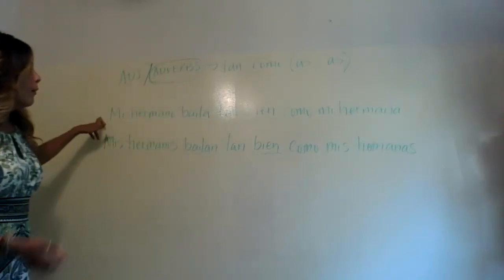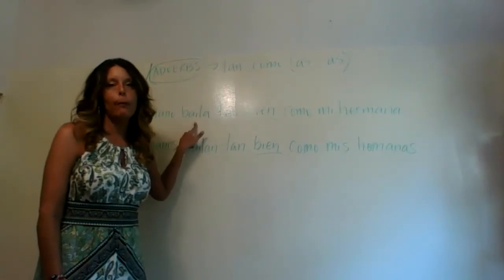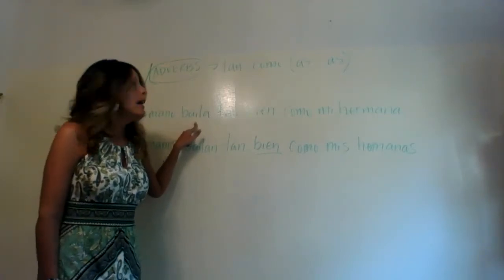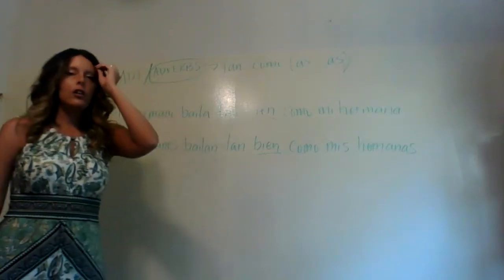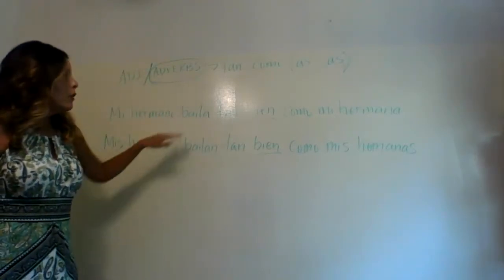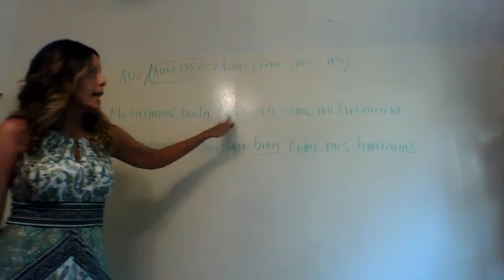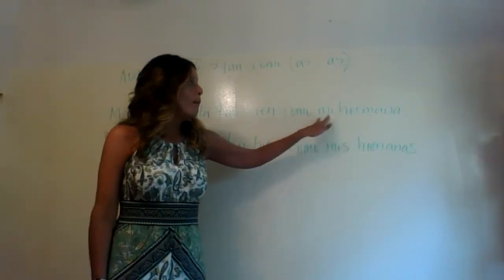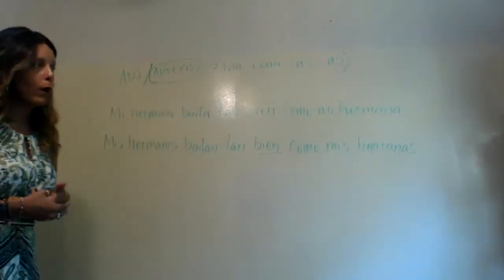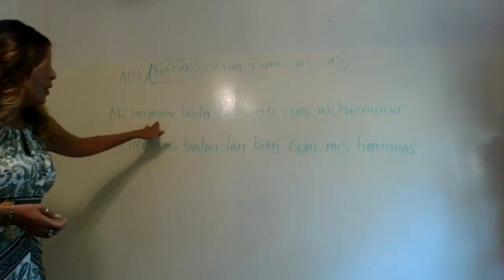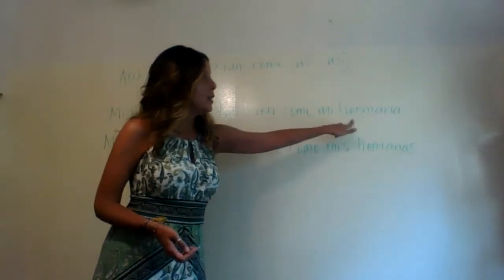So in this first example, mi hermano, my brother, baila, from the verb bailar, B-A-I-L-A, present tense, third person singular, conjugation based off of mi hermano. So bailar, to dance, but mi hermano baila tan bien como mi hermana. Obviously, hermana, sister, hermano, brother. My brother dances as well as my sister.